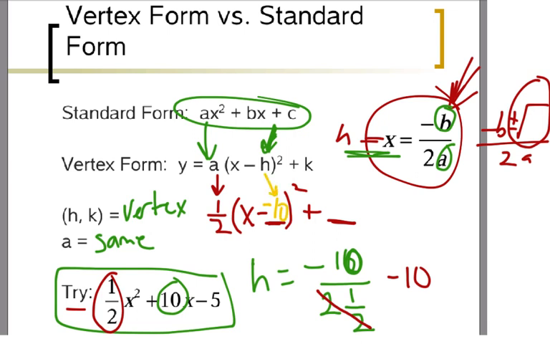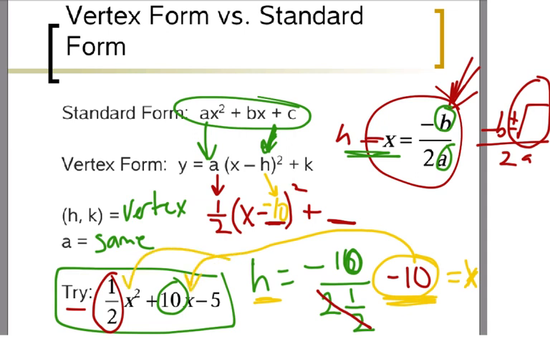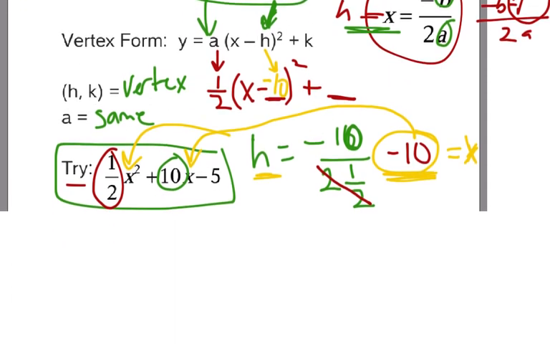Well, to get my k, I need to take this, which is my x value. So this is equal to an x, or my h. X, h, they're both an x value of the vertex. Plug it in over here in the original equation and simplify, and that will give me my k, or my y value. So let's do that work.